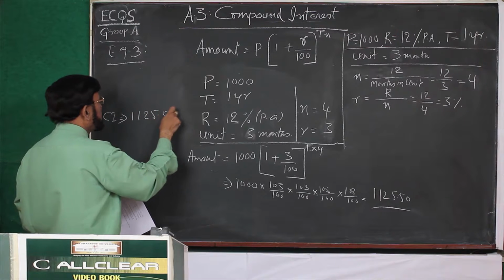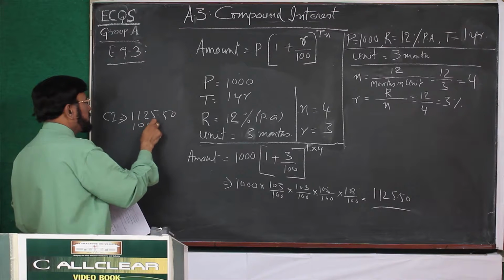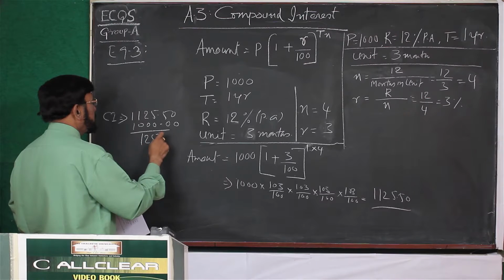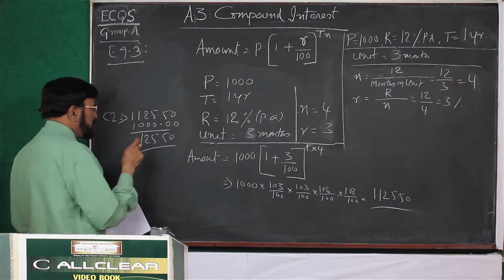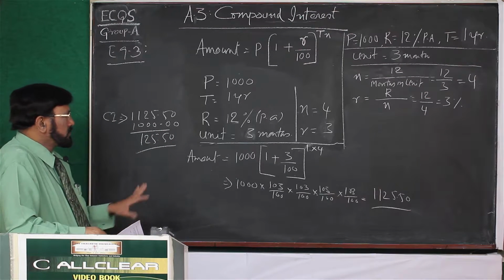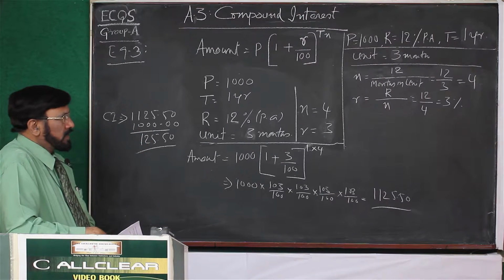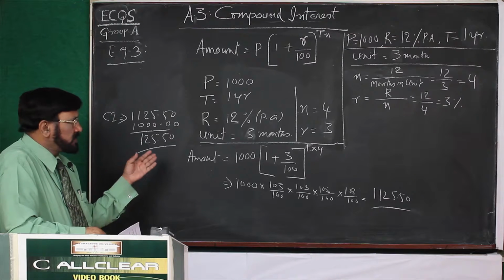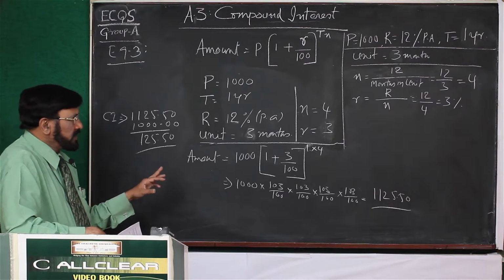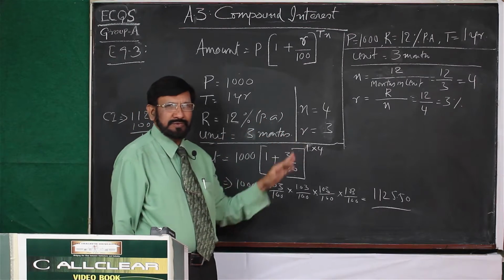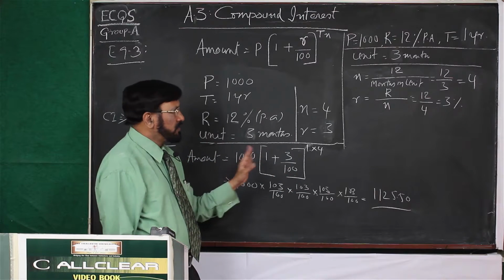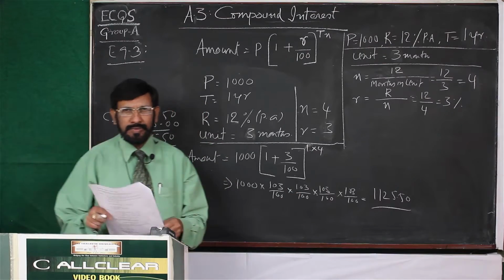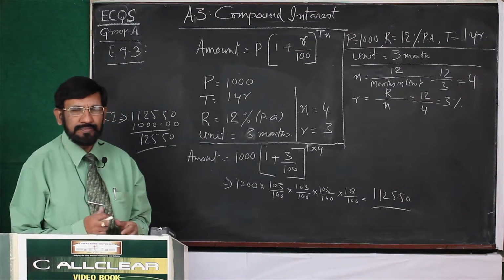1125 rupees 50 paise minus 1000 rupees, then 125 rupees 50 paise. So in this manner we have to calculate, and you just focus on the 3 programs, 3 examples: 1, 2, 3. Then you can understand the real meaning of this. That is very essential. Once you understand that, substituting in the formula and calculation is not a big issue. You can definitely perform it.